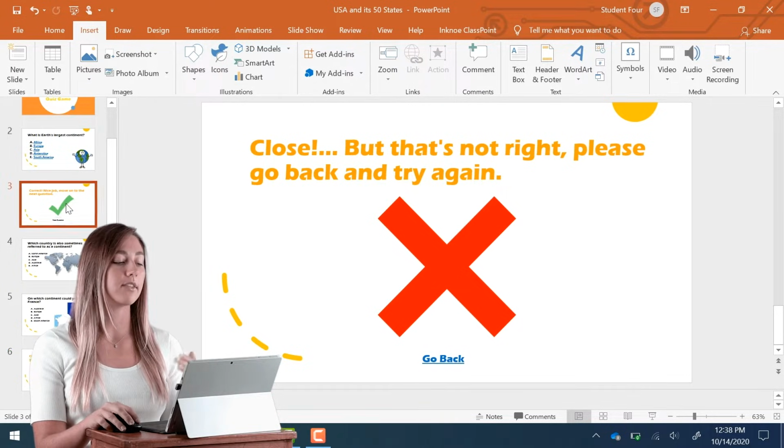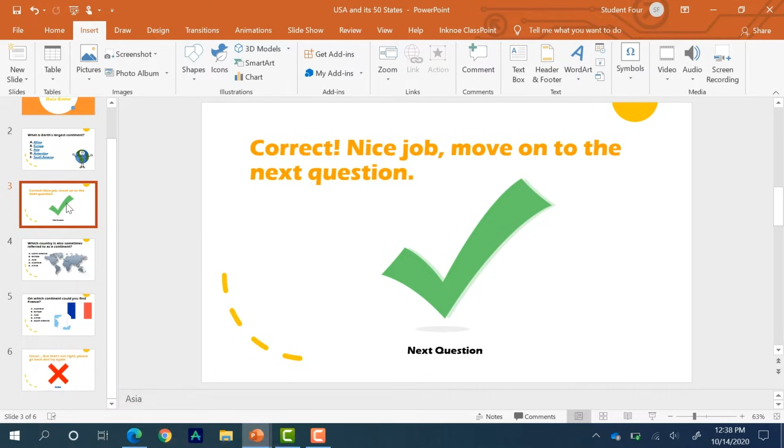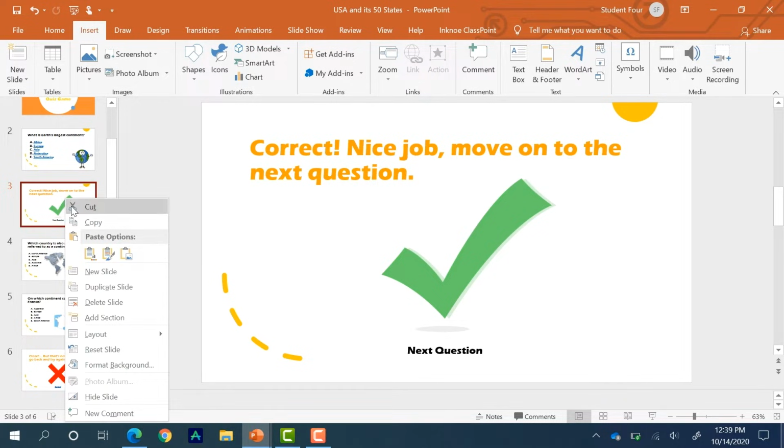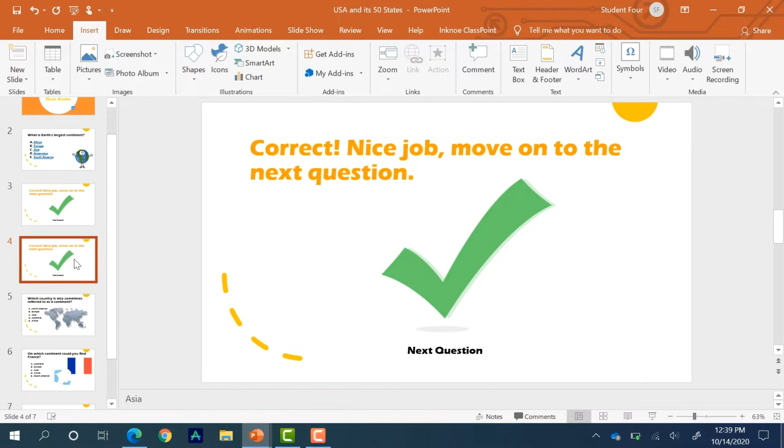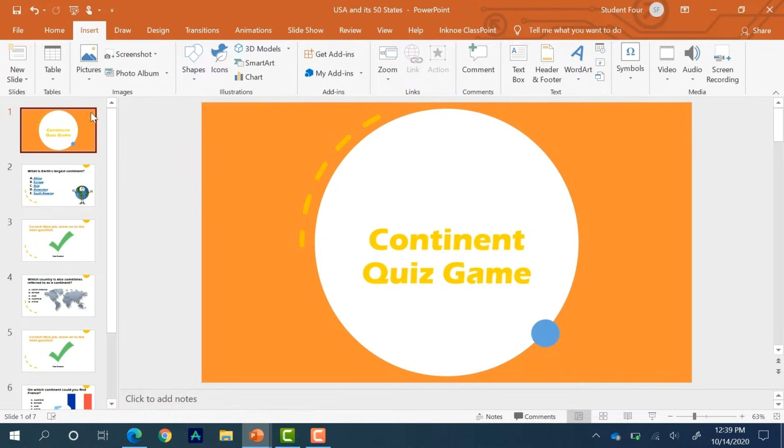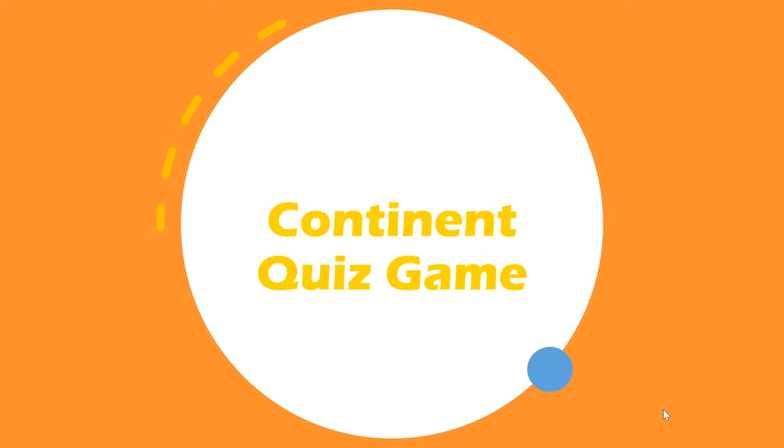We don't have to do anything on the correct slide because they have it correct, so they can just move on to the next question. So make sure you have this correct answer slide in between every question. To do that, you can just duplicate it and move it in between the questions. So now that this first question is done, let's test it out in presentation mode.